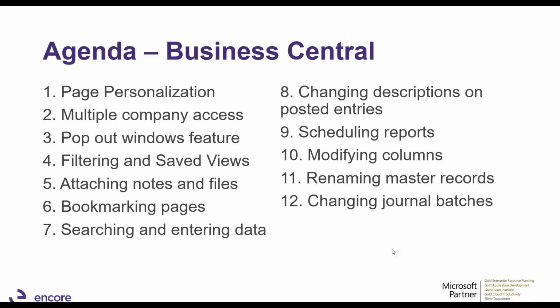The ability to modify columns. That's kind of similar to page personalization, but the ability to actually modify the columns and show different things, move the columns around within the application and within a list. The ability to rename master records. That's within most systems, but in Business Central, it's pretty seamless in the way you can do that. You also have the ability to change journal batches. So without any further ado, I'll get into it.